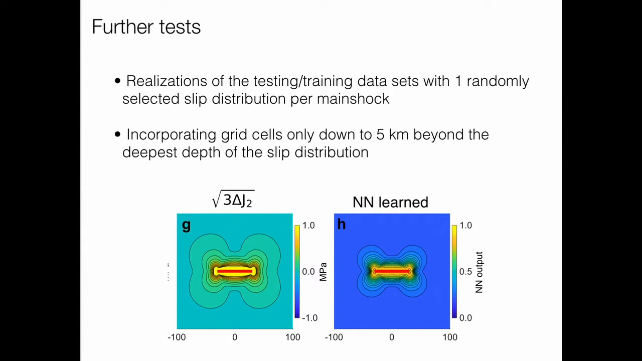And we also tried variable depth limits. So we incorporated only depths that were up to 5 kilometers beneath the deepest depth of the slip distribution. And again, very similar results.